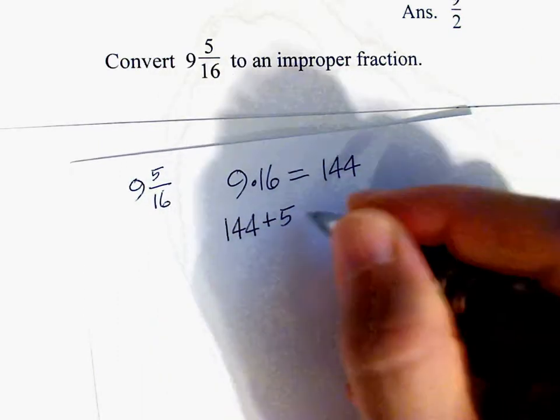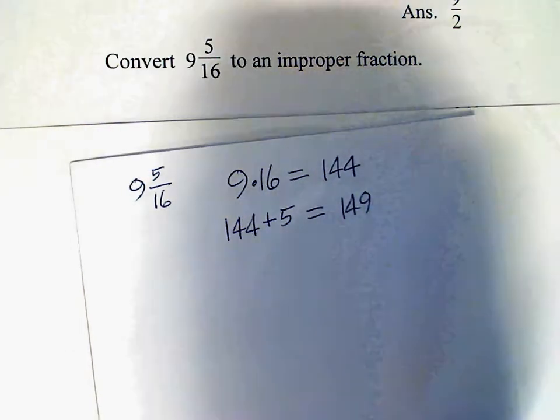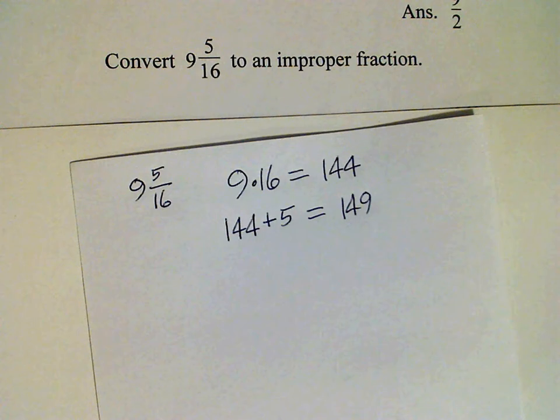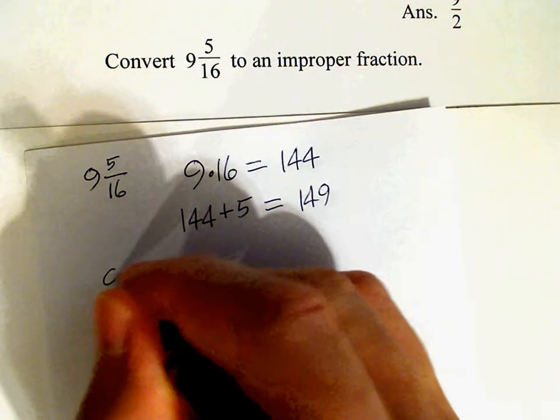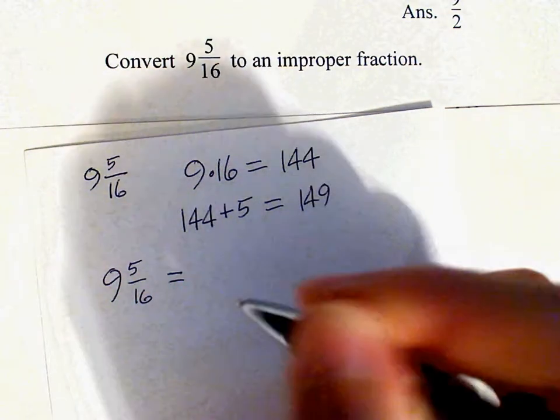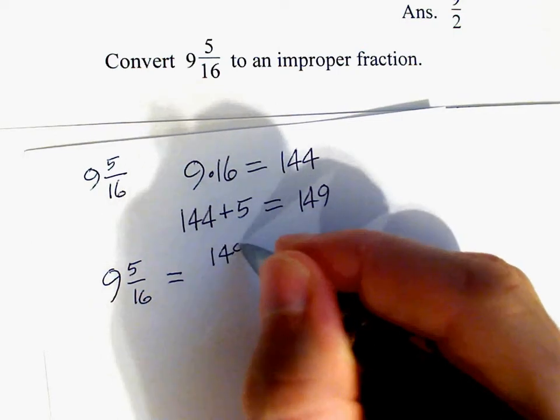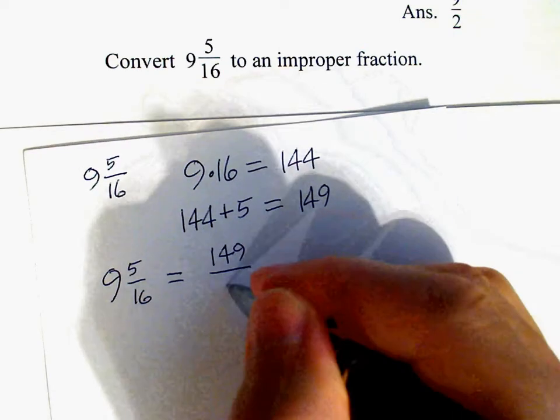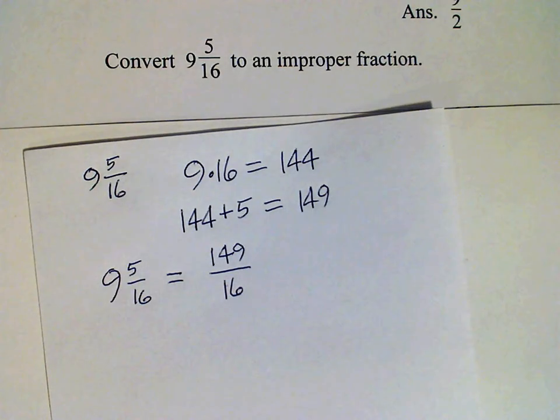Okay, next we add the numerator of the fractional part, and 144 plus 5 gives us 149. And so our original mixed number, 9 5/16, is equivalent to the improper fraction, 149 sixteenths.